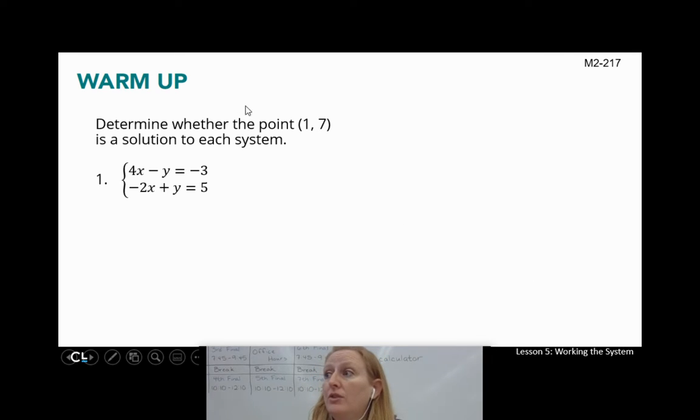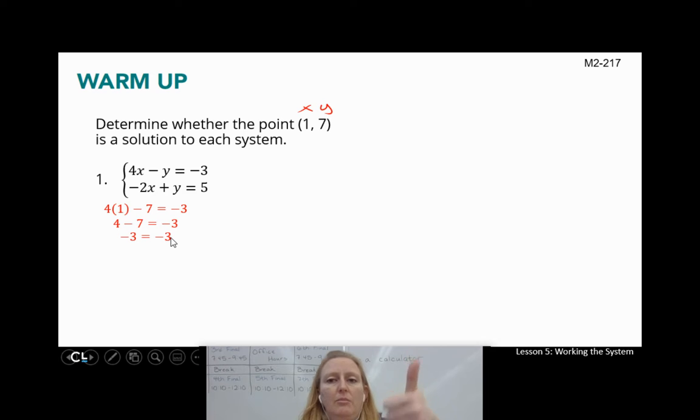So as I said, first of all, we're going to plug in, right? So everywhere I see an X, I'm going to plug in a 1. Everywhere I see a Y, I'm going to plug in 7. So I'll start off just by doing 4 times 1 minus 7. 4 times 1 is, of course, 4. 4 minus 7 is negative 3. Awesome. It works. It's true.